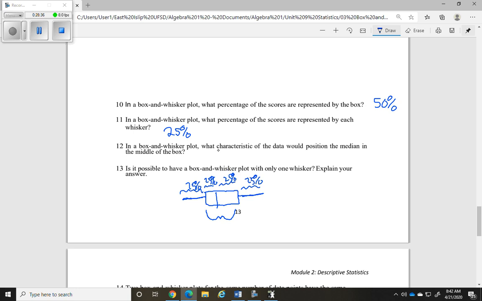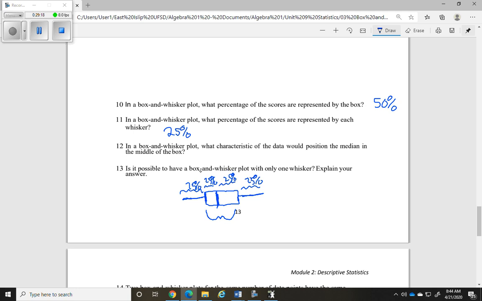In a box and whisker plot, what characteristics of the data would position the median in the middle of the box? So where I drew my median, it's slightly to the left side of the box. They're asking what would make it right in the middle. Well, the median would have to be exactly halfway between the lower quartile and the upper quartile. If the median is exactly halfway between the upper quartile and the lower quartile, it actually means it's like the average. The average is the mean.